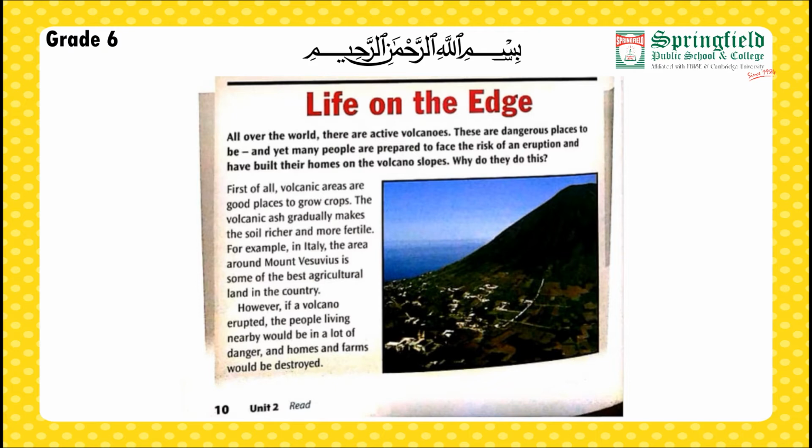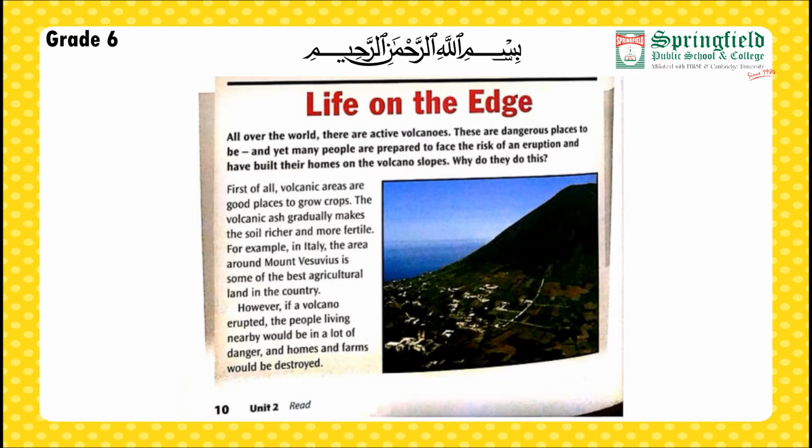And yet many people are prepared to face the risk of an eruption and have built their homes on the volcano slopes. So in spite of being aware of the danger living in such area, some people choose to live there and they make their homes there as well. Why do they do this? So this text is about why people choose to live in a dangerous place.